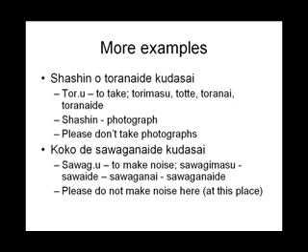Let me give you some more examples of such general requests in the interest of broad-basing your exposure to them. Consider the following. Shashin wo toranaide kudasai. Toru is a group 1 verb. It means to take. Torimasu is the masu form and totte will be the te form. Since toru is a group 1 verb, the nai form will be toranai, with anai replacing the last vowel u. Toranaide is the te form of toranai. Toranaide kudasai will mean please do not take.